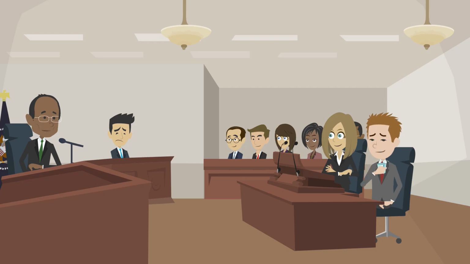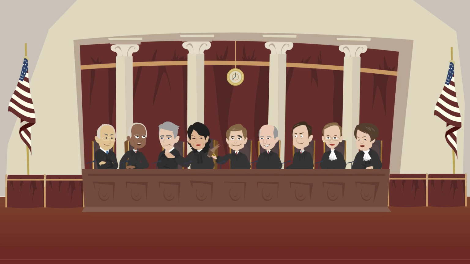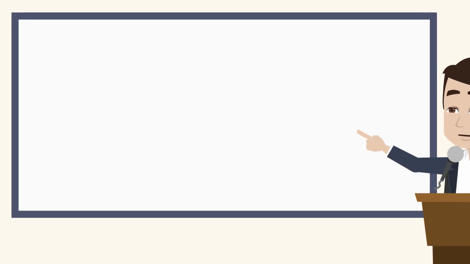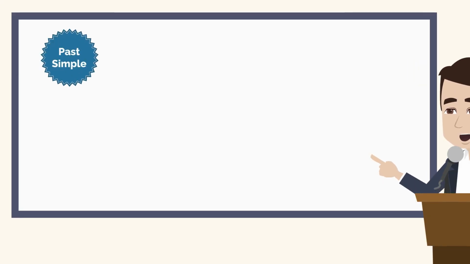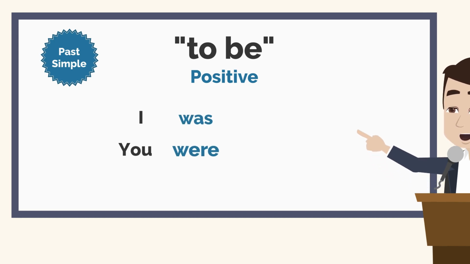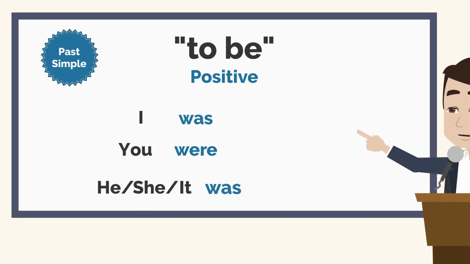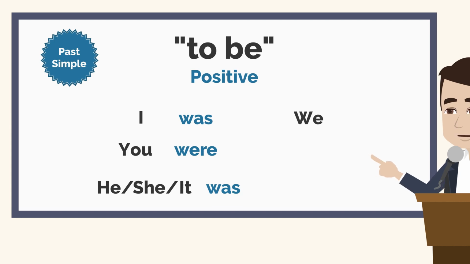We can also conjugate irregular verbs in the past simple. However, as their name suggests, they don't follow the same conjugation rules. Let's start with the past simple conjugation for the verb to be. The positive conjugation is I was, you were, he, she, it was, we were, they were.